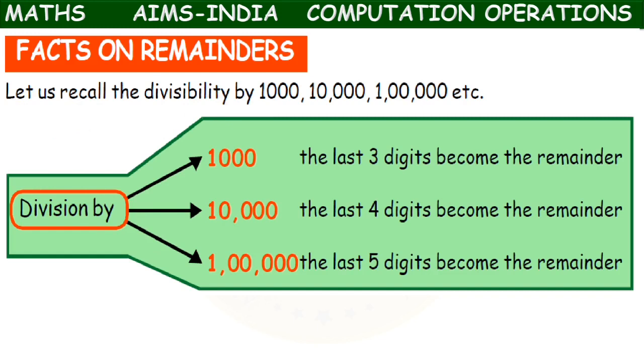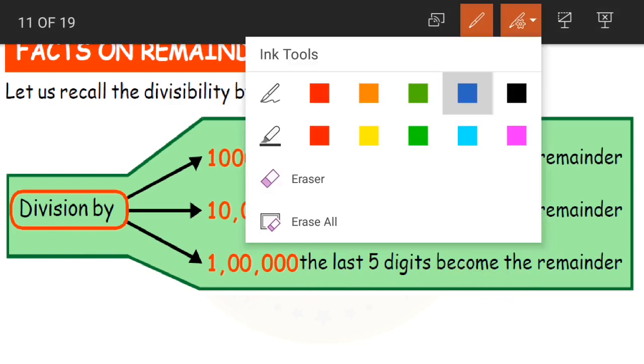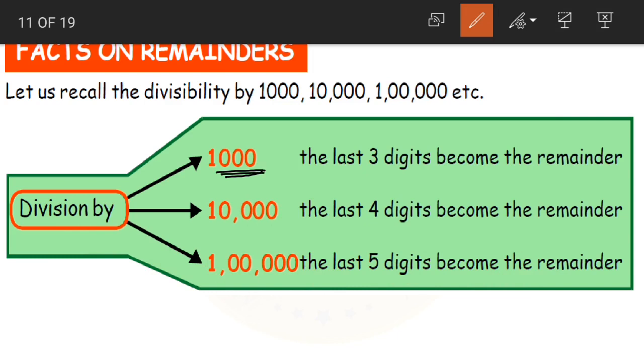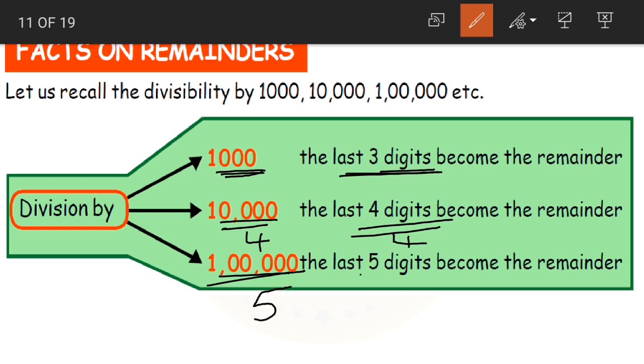Let us recall the divisibility by 1000, 10,000, 1 lakh, etc. Division by 1000: the last 3 digits become the remainder. Division by 10,000: the last 4 digits become the remainder. Division by 1 lakh: the last 5 digits become the remainder. If you observe the pattern here, children, 1000 has 3 zeros, so the last 3 digits become the remainder. 10,000 has 4 zeros, so the last 4 digits, and 1 lakh has 5 zeros, so the last 5 digits become the remainder.